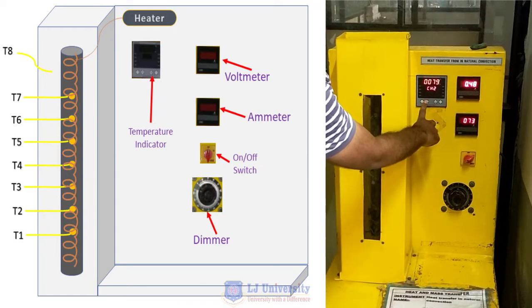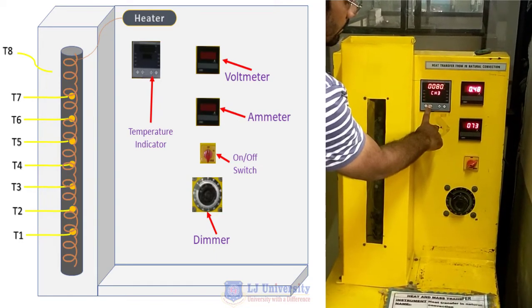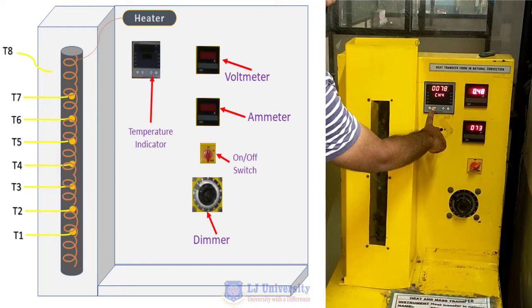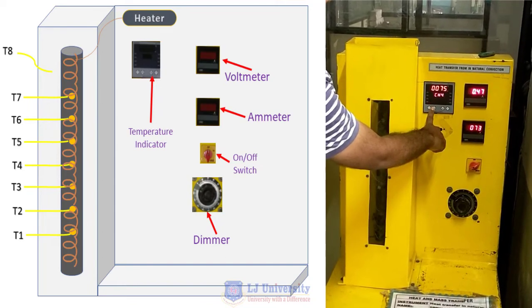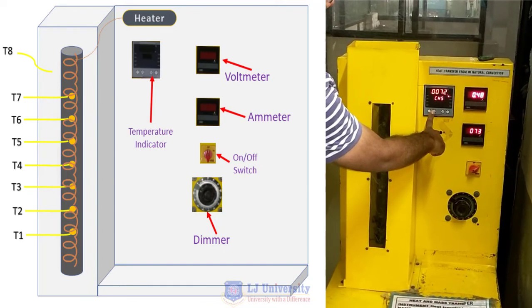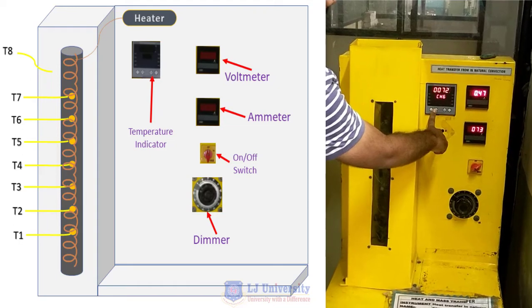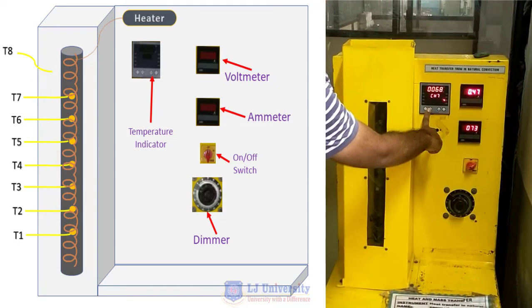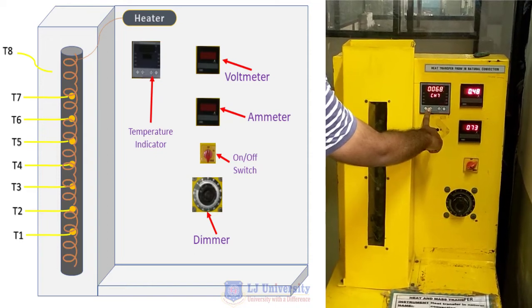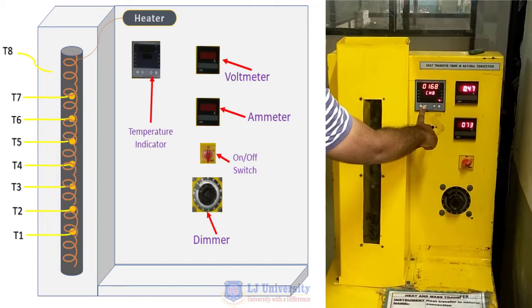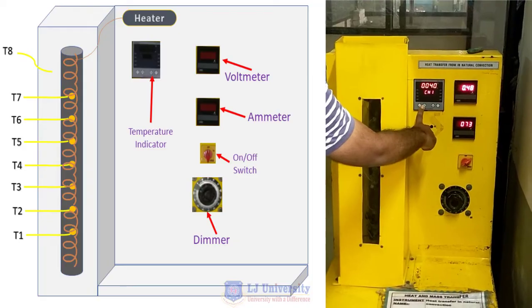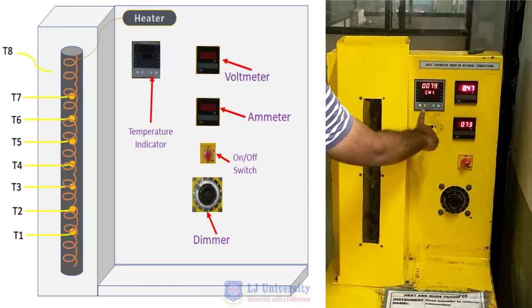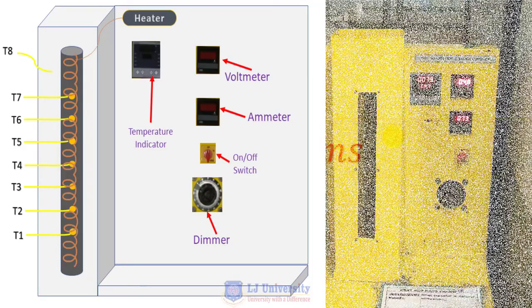Channel 1 shows 79, channel 2 again 79, channel 3 78, channel 4 75, channel 6 72, channel 7 67, and channel 8, which is our ambient temperature, is 40 degrees. Now let's do a calculation as per the readings.